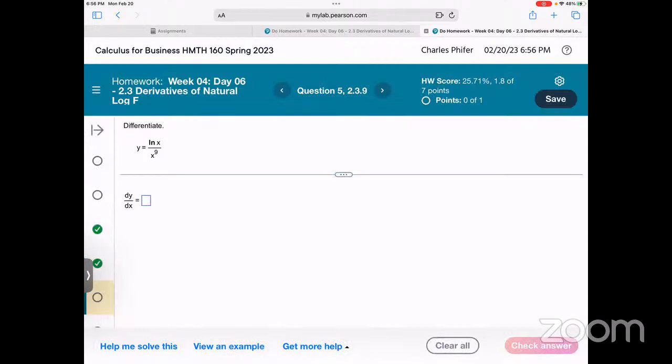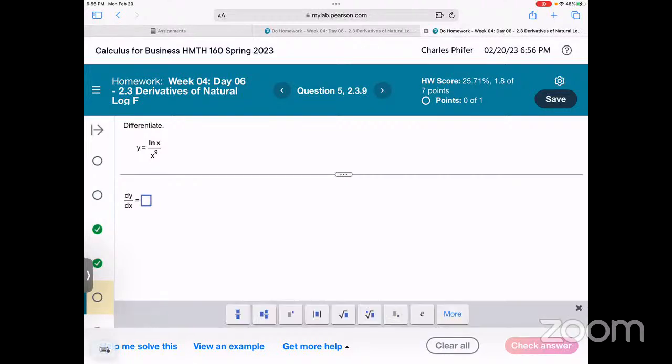Okay, so with this, we use the quotient rule: low D high minus high D low over low low. The bottom is this guy, x to the power of 9. Low D high: the derivative of natural log of x is 1 over x. If that's 1 over x, this is going to turn into x to the power of 8, if we divide by x.